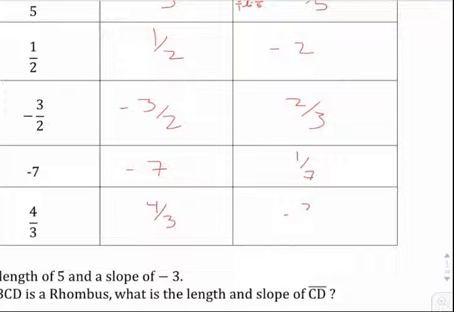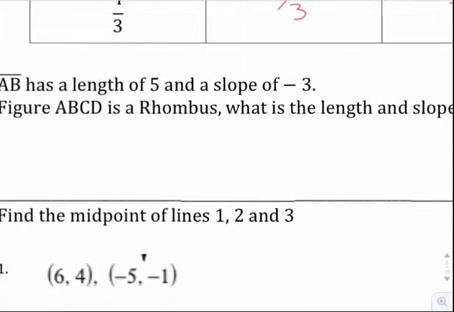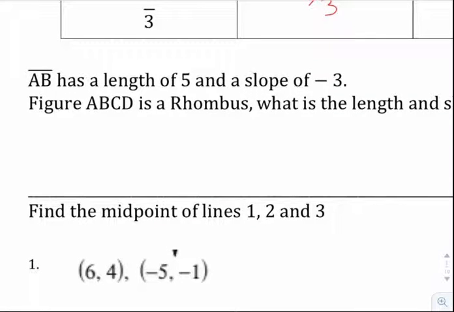Okay, so let's go on to this next part. AB has a length of 5 and a slope of negative 3. If figure ABCD is a rhombus, what is the length and slope of CD? Okay, so I don't know about you guys, but I'm a very visual person. I need to draw this thing out. So this might not be to scale, but I'll do my best. So let's say you start with A, slide down to B, now we're at C, D, and back to A. Now again, this isn't to scale, this is just to kind of give me perspective on where the pieces are.